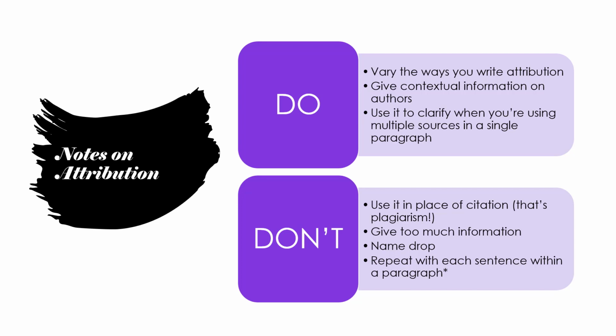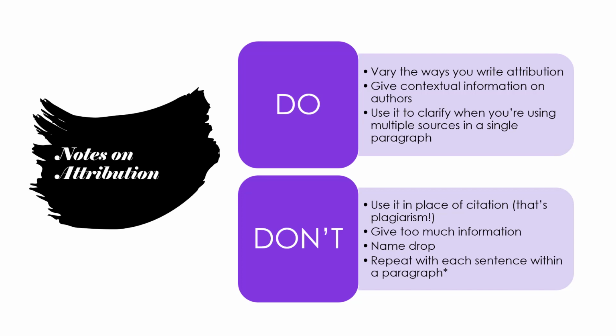Name dropping is kind of what we talked about before. It's like listing people's names without any sort of context for them, so we don't know why you're referencing these people. Why are they so important for us to believe you further? And don't repeat attribution with each sentence within a paragraph.